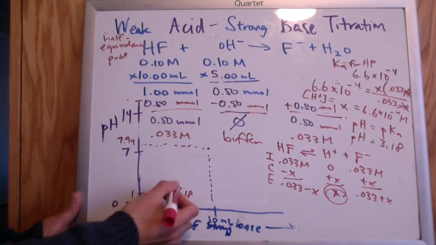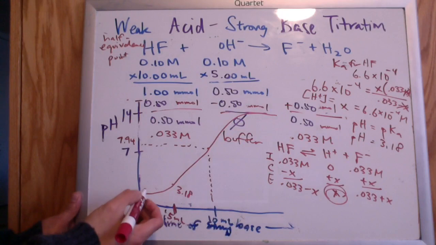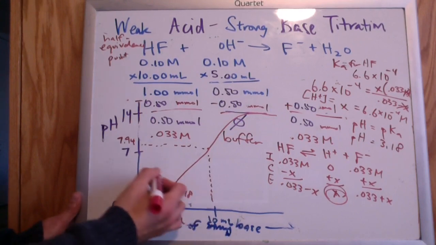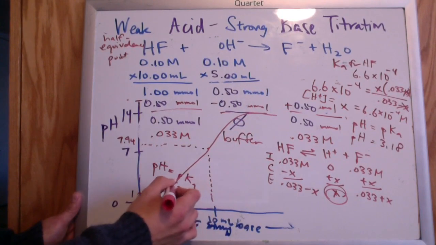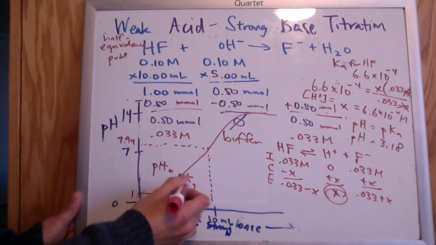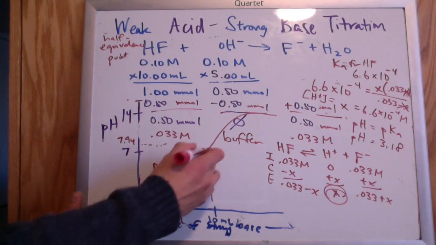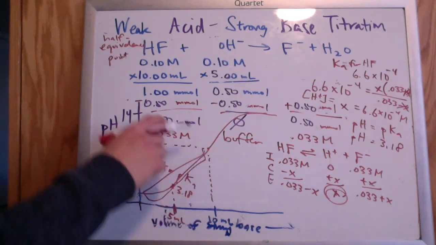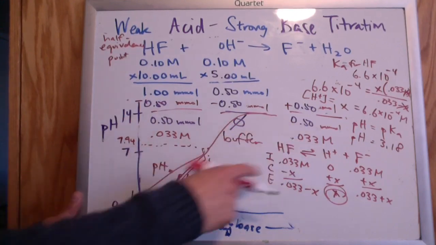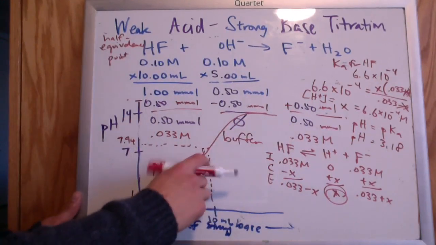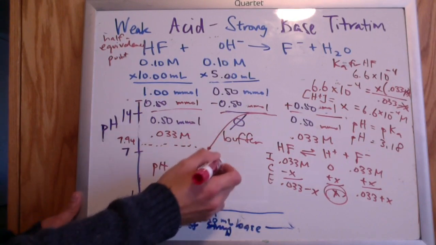So you'll notice that this will be a little less steep curve. At the half equivalence point, the pH equals the pKa. And this is where we have the maximum buffering capacity, because we make a buffer all along here. What do we have here? We have leftover weak acid and we have the conjugate base being made all along these points, until all of the acid gets neutralized at the equivalence point.